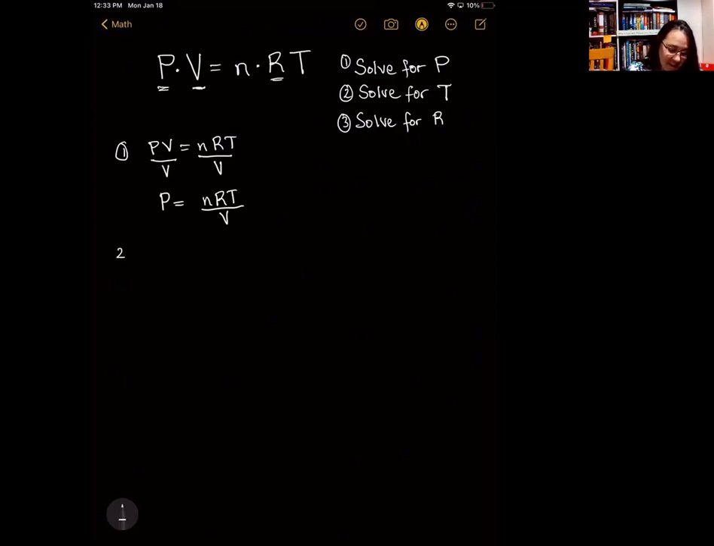Let's try the second example. Let's solve for T. So I have PV equals nRT. Now I need to get T by itself. T is multiplied by everything on the right-hand side. So both N and R are getting in the way. So if I divide both sides of my equation by NR, then what remains on the left is PV divided by N times R, and what's left on the right is T.